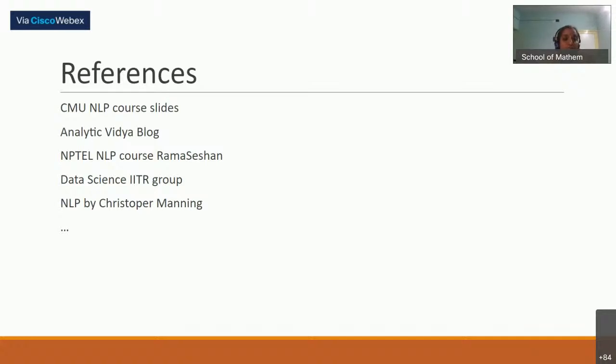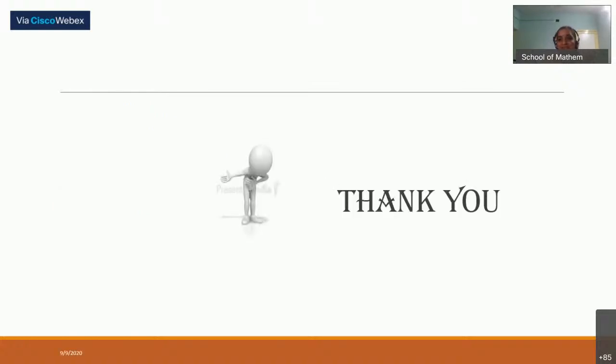I've used the Data Science IITR group blog, and some part is really nice. They gave a good explanation of these models, the CBOW model and the skipgram model, and theoretical concepts for NLP. I referred to Christopher Manning's textbook. That's it, these are all the references. Apart from that, if I had any doubt, I just Googled it here and there, and I used some YouTube videos for better understanding. With this, I conclude my speech. That's it.